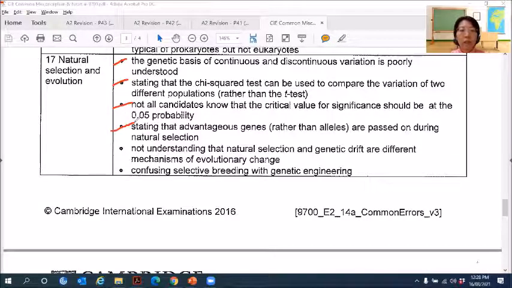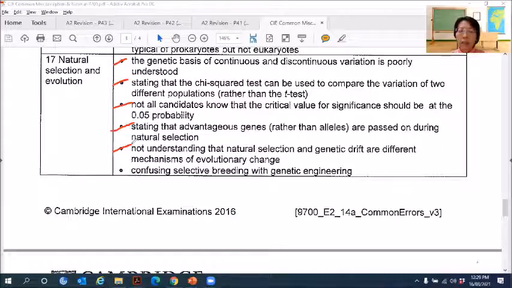Stating that advantageous genes rather than alleles are passed on during natural selection. So during natural selection, there is a favorable phenotype, genotype, and therefore allele. So in this chapter, you have to make sure that you use the right term. Allele is not gene, gene is not allele, right? So are we talking about passing the allele to the offspring, or passing the gene that gives rise to the favorable phenotype, so it's selected for survival? So gene versus allele, you need to know very well. You cannot simply use them interchangeably, okay?